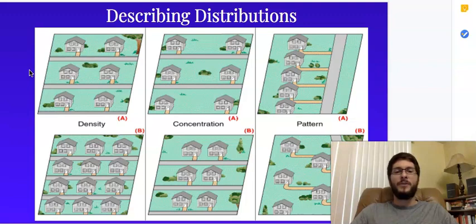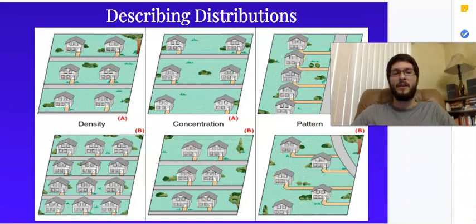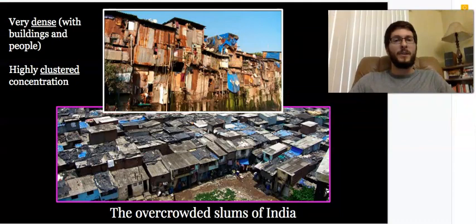Concentration then, like we mentioned, right, is it spread out? In this case, this would be a dispersed concentration versus clustered, where they're closer together. And then you see a couple examples of patterns, okay? What I want to show next is just some examples of places in the world that represent these vocabulary terms.